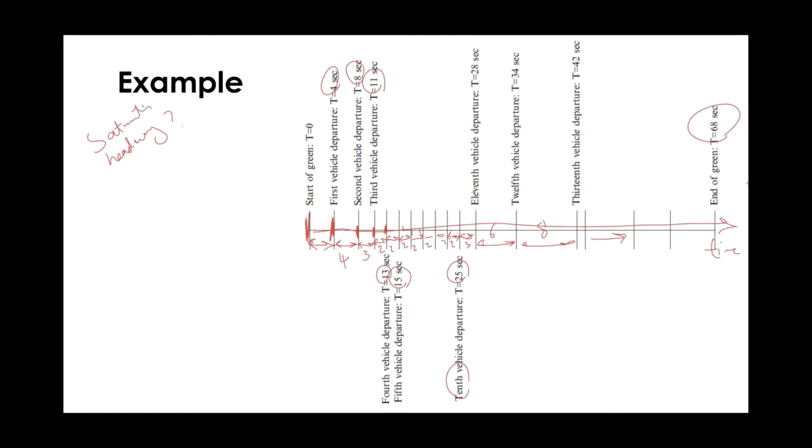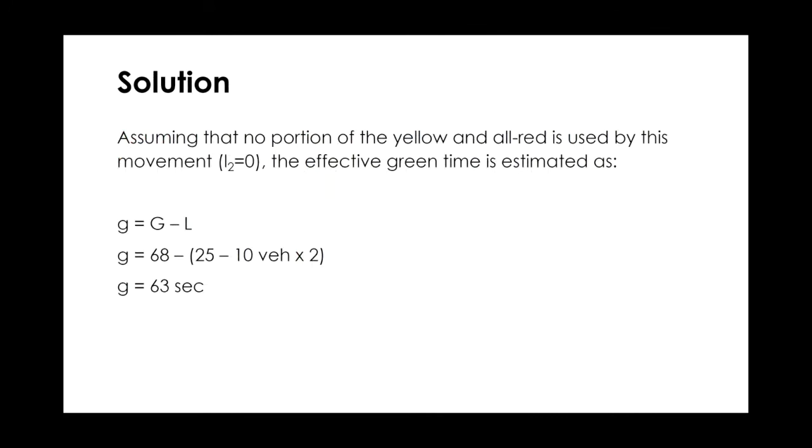Remember we said the first few vehicles in the queue, because of the reaction time and the lost time, they need to accelerate, etc., so they don't necessarily represent the saturation headway. But here is the part where the headways become stable. The headway becomes 2 seconds. So I can take the saturation headway as 2 seconds, because that's where the vehicles actually start having a stable headway. So that is my saturation headway.